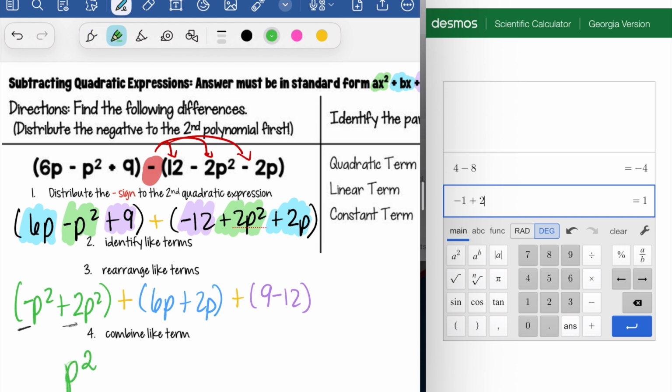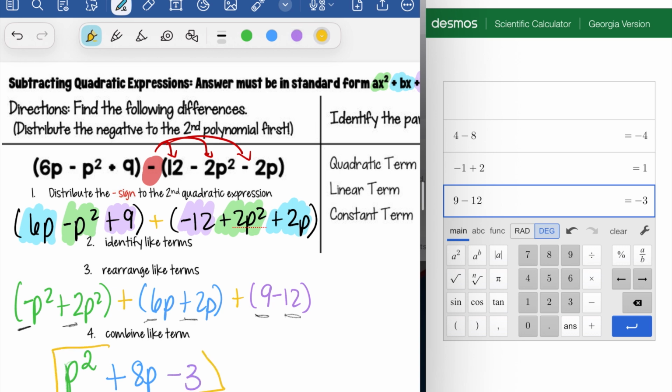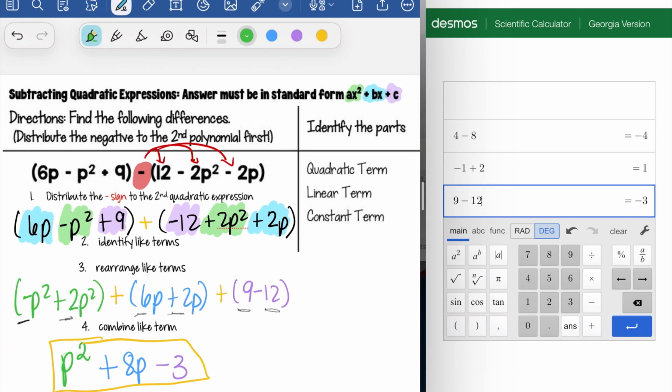My coefficients for my linear terms would be 6 plus 2, which would give me 8p. And for my constant terms, it's just 9 minus 12, which would give me negative 3. So we have rewritten our expression. And that would make my quadratic term be p squared, my linear term be 8p, and my constant term be negative 3.